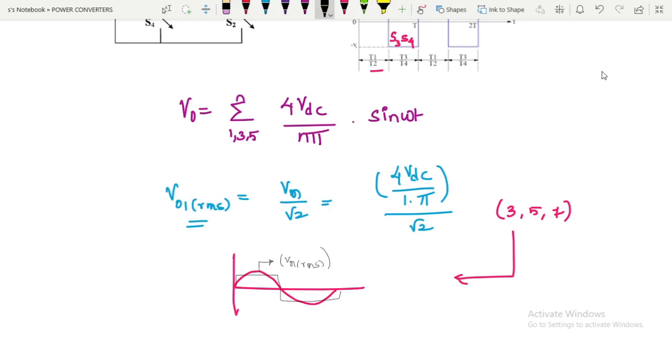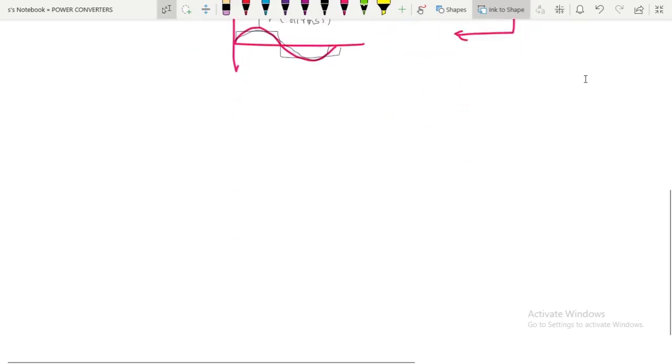We are going to change the output voltage to be a sinusoidal waveform and we are going to eliminate these dominant harmonics, which are 3rd, 5th and 7th. We are not completely eliminating harmonics, but we are going to eliminate the dominant harmonics here. Remember that. Now let us see what is pulse width modulation.